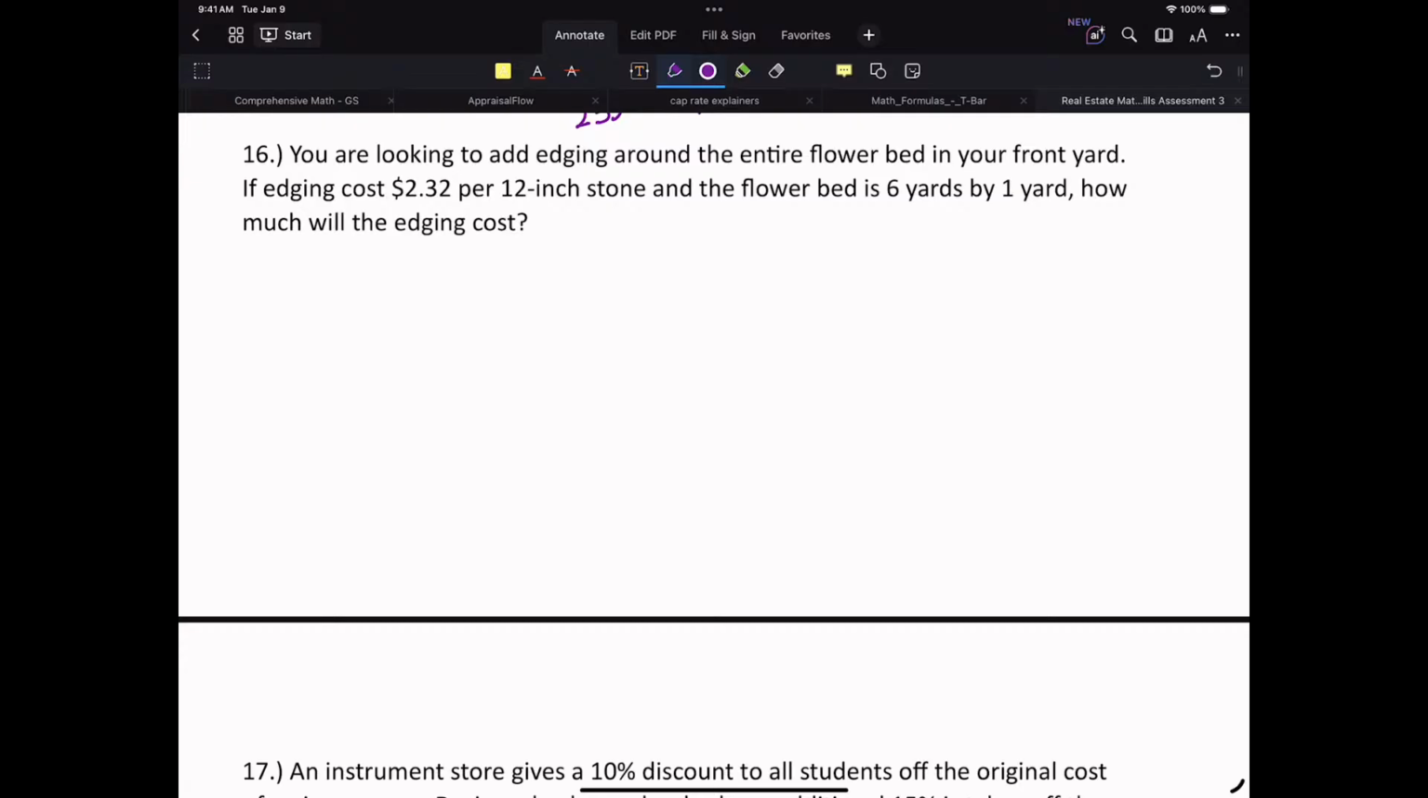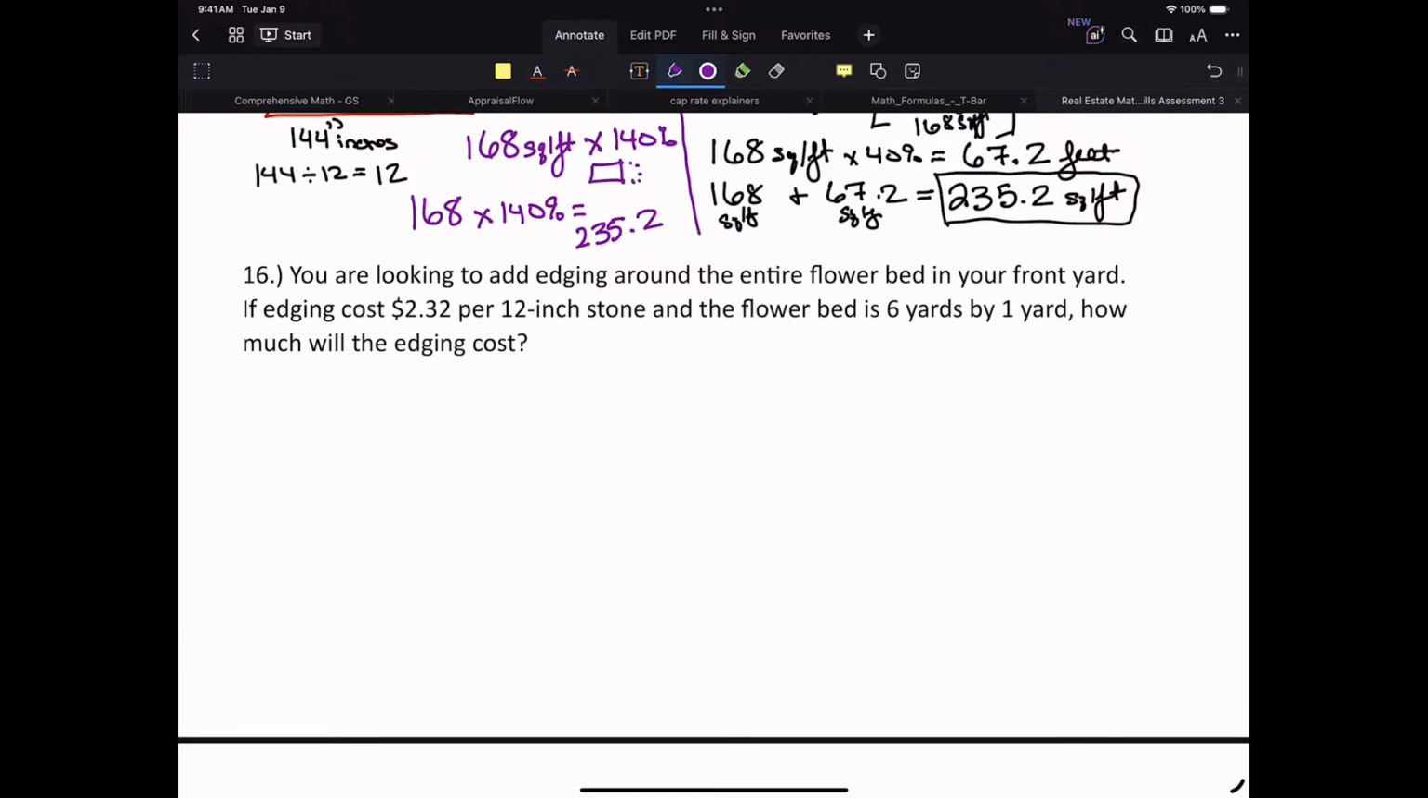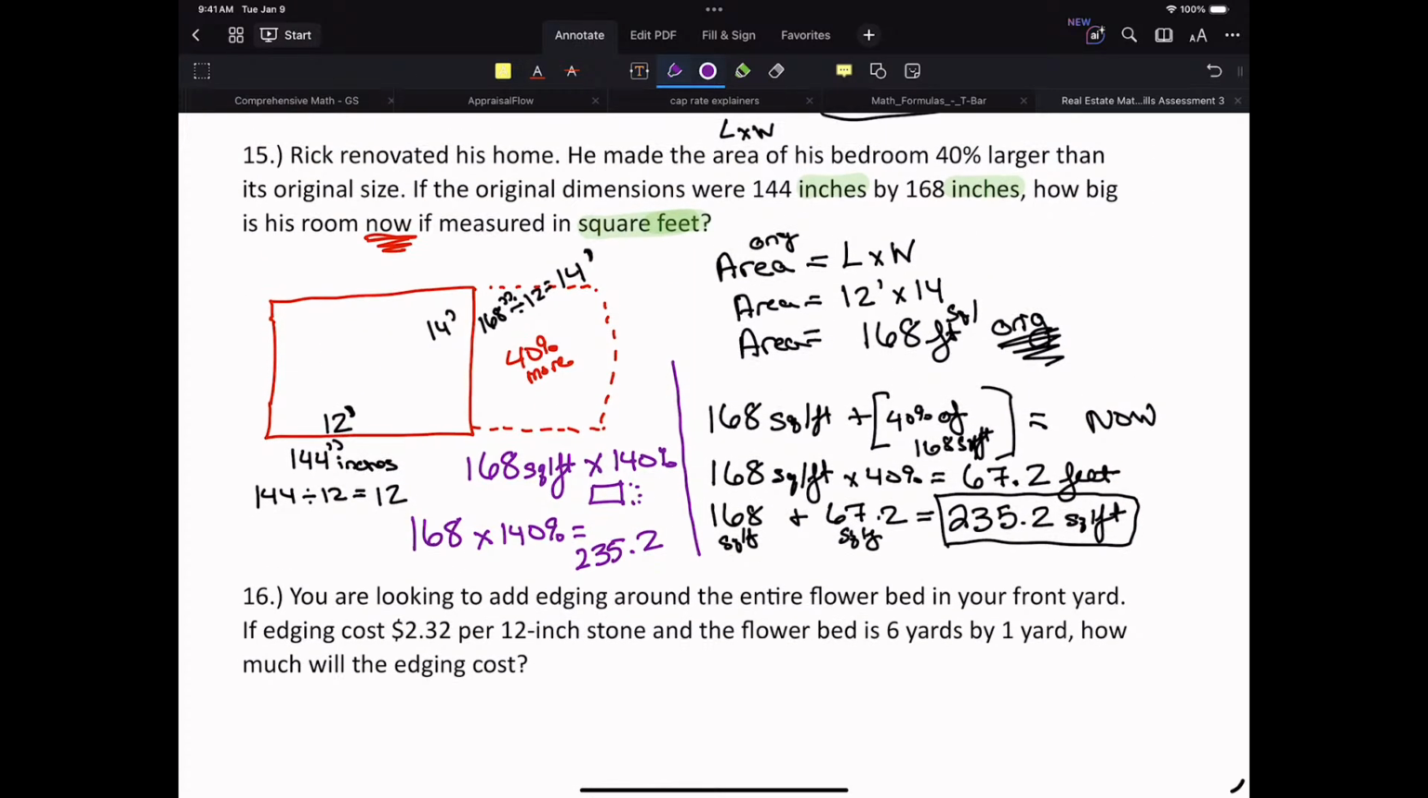You are looking to add edging around the entire flower bed in your front yard. Edging would be the perimeter of the problem. Where did I get 12 from? I think you're talking about here, 12 there, there's a 12 here. So the length times width was 12 times 14. I think that's where you were getting that from. And we know it's 12 because 144 inches, there's 12 inches in a foot. So that's how I got the 12 feet.